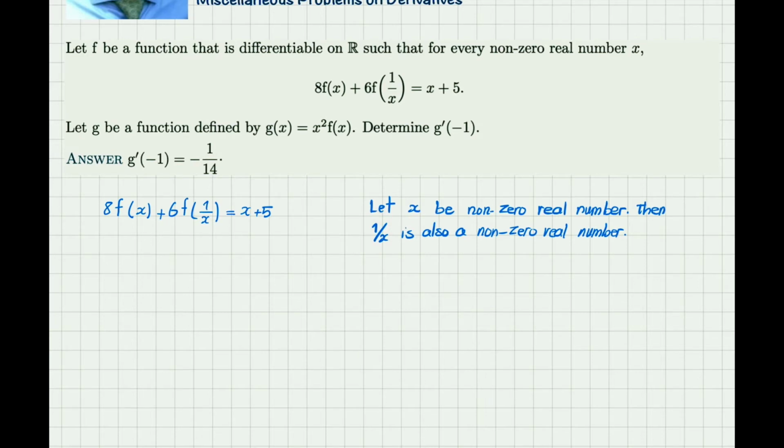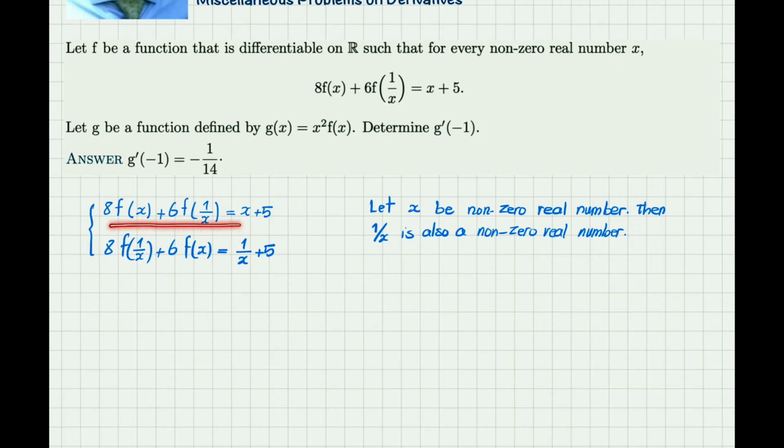So what does it mean? It means that if I replace this x with 1 over x, this equation holds again. So this becomes 8 f of 1 over x plus 6 f of x is equal to, instead of x, I put 1 over x, plus 5. It is important for me that you understand what is going on.